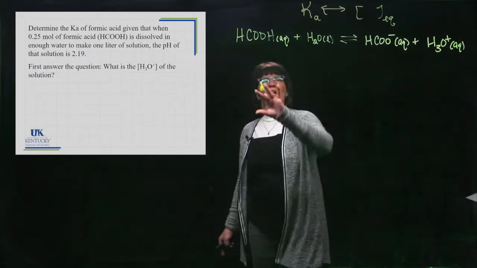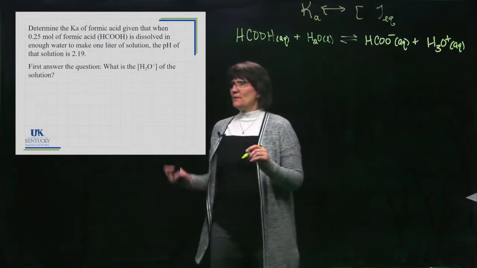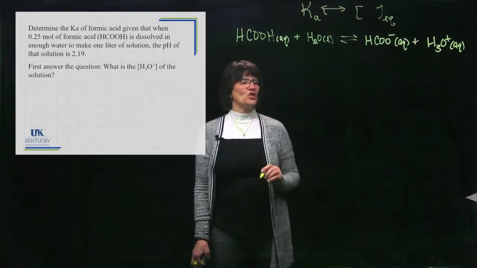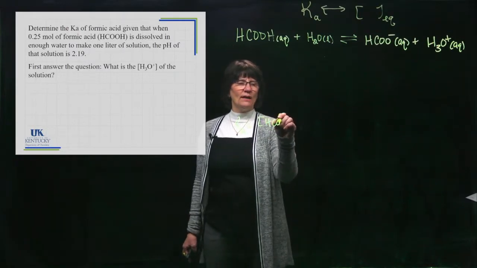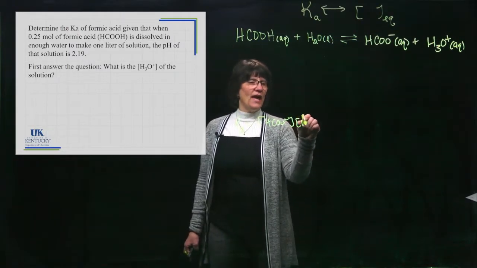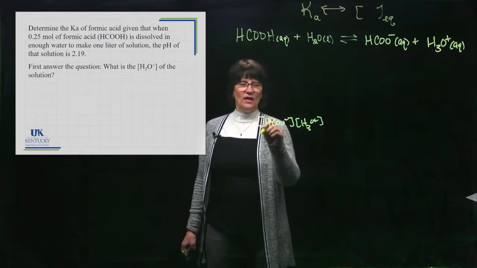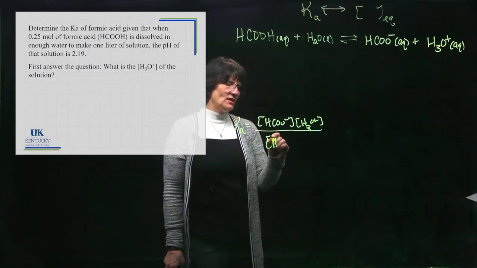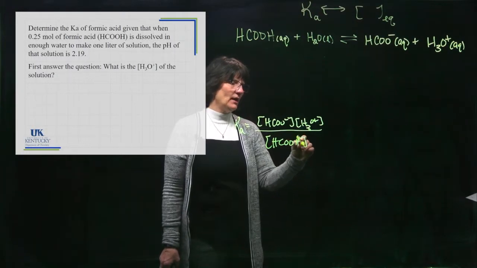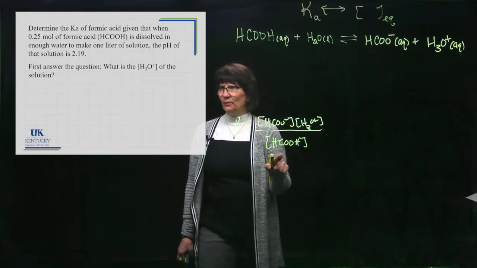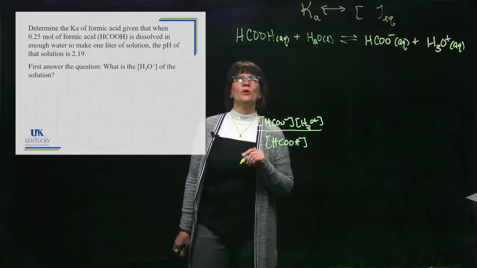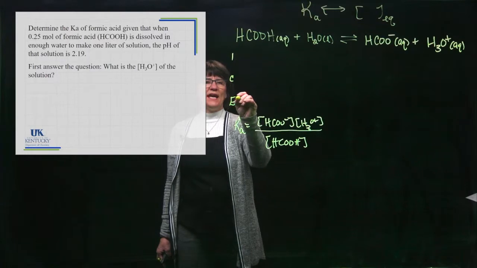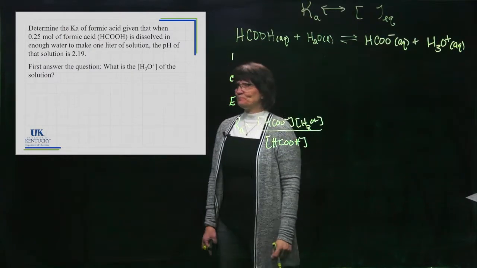Okay, now I want to leave room for a table underneath it, but since I know I'm trying to calculate Ka, I'll go ahead and write the expression. It is HCOO minus concentration, H3O plus concentration in the numerator, right? And it is HCOOH in the denominator. And if I knew all of those at equilibrium, I'd know my Ka value. I don't know all those yet, but if I set myself up an ICE table, maybe I could get there.